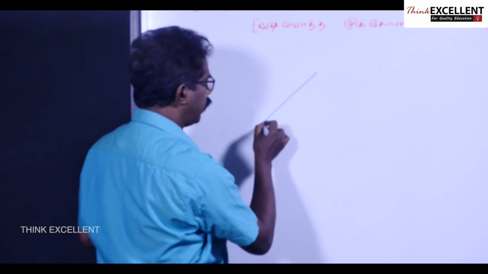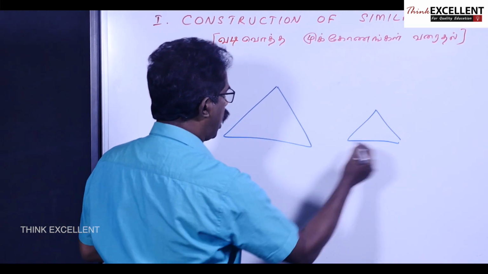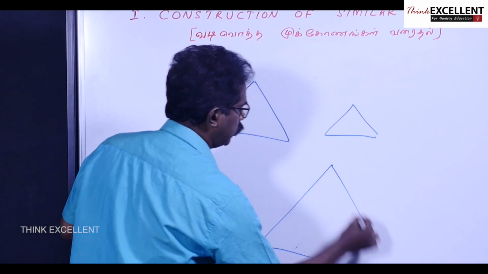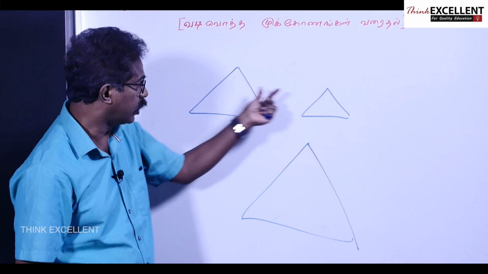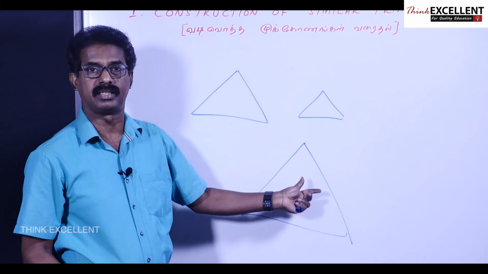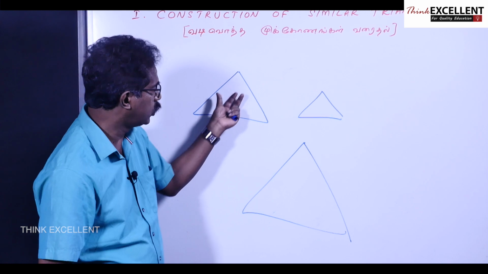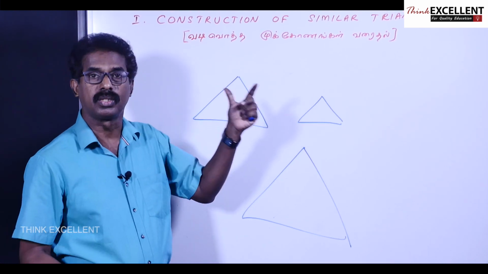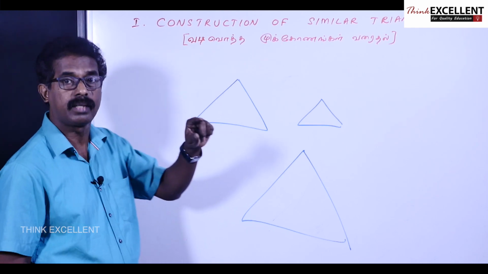Suppose one triangle is given. You can draw a similar triangle like this or like this, right? All the three triangles are similar. One triangle is given, you can reduce it or you can enlarge it. In what ratio you are reducing or enlarging the sides, that type only we are going to see. That type we study here.